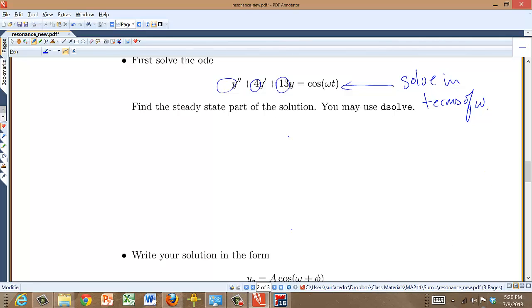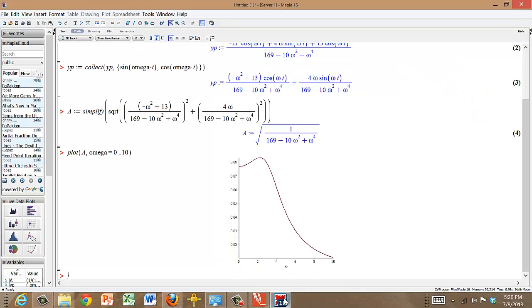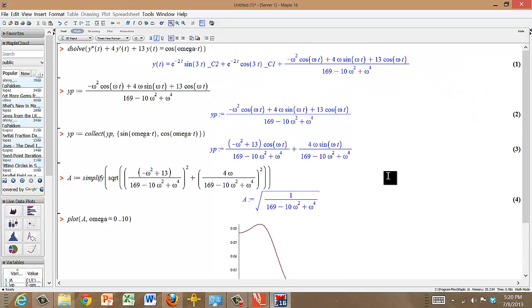First, I've done some work over here. Let's solve the ODE. Here I've solved the ODE that we wanted to in terms of omega. We need to pick off the steady state portion of the solution, and that's sitting right here. It's negative omega squared cosine omega t plus 4 omega sine omega t plus 13 cosine omega t. And I want to write that in a very certain way in just a second.